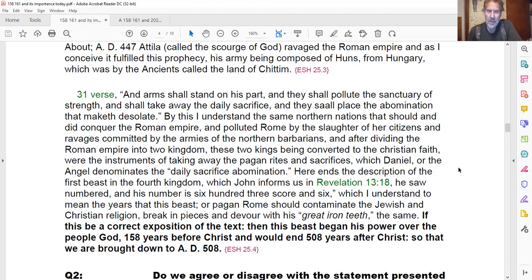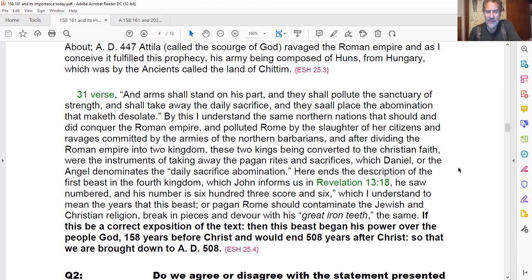31st verse: An arm shall stand on his part, and they shall pollute the sanctuary of strength, and shall take away the daily sacrifice, and they shall place the abomination that maketh desolate. By this I understand the same northern nations that should and did conquer the Roman Empire and polluted Rome by the slaughter of her citizens and ravages committed by the armies of the northern barbarians. And after dividing the Rome into two kingdoms, these two kings being converted to the Christian faith, were the instruments of taking away the pagan rites and sacrifices, which Daniel or the angel denominates the daily sacrifice abomination.